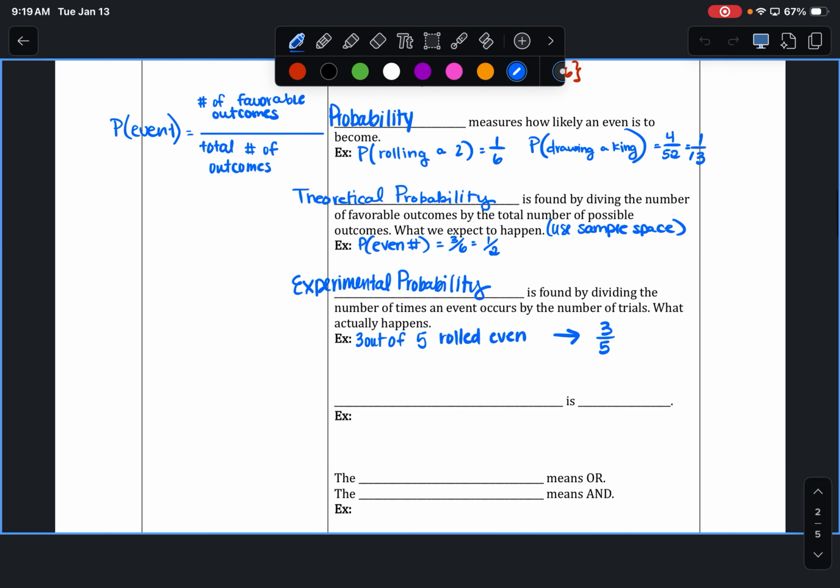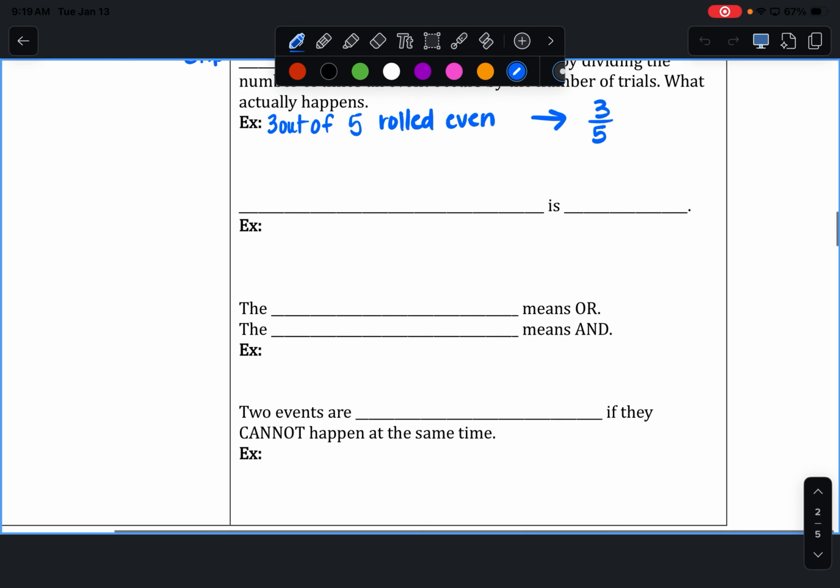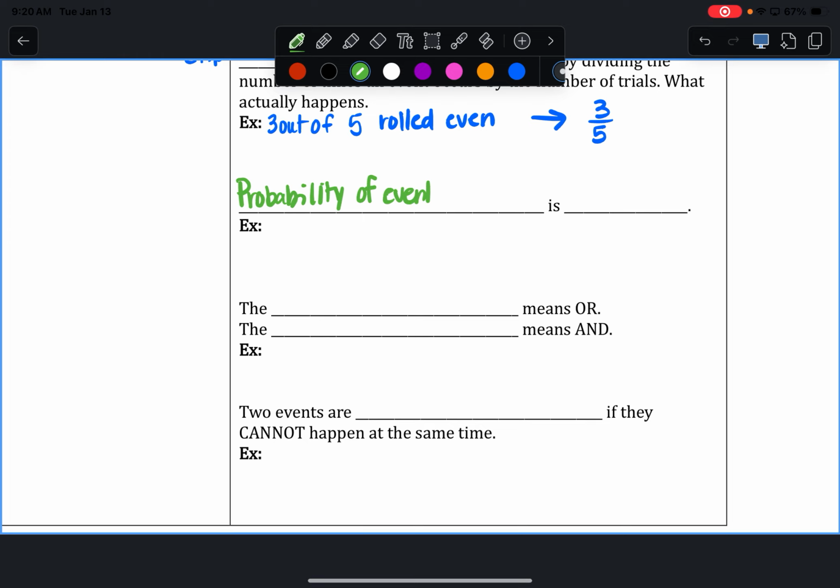Okay? So now, right here on this next blank, we're going to write out how we write probability problems. So if you are trying to find the probability of event A, how you would do that is you would write the probability of A. So that means the probability of event A. That could be the probability of rolling a 6, the probability of an even number, whatever, but that is the notation we use to write out how to find the probability.